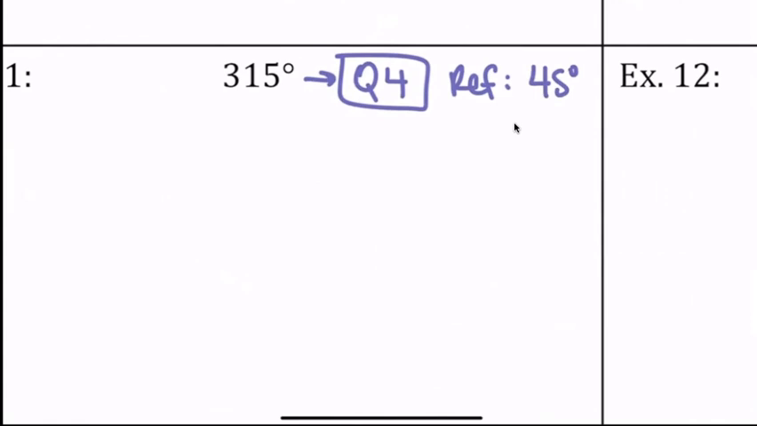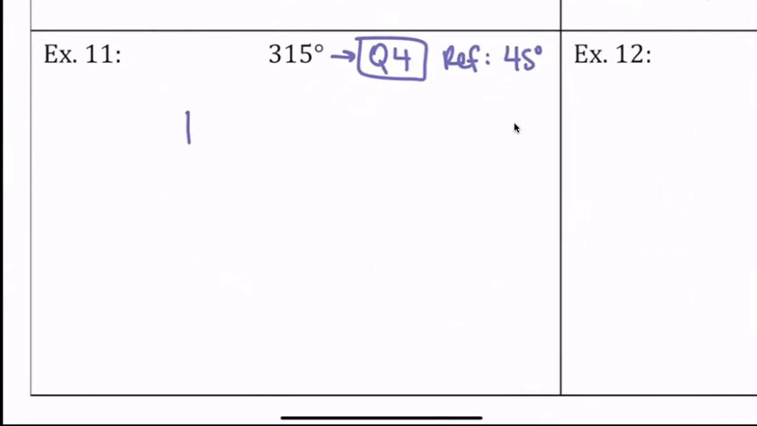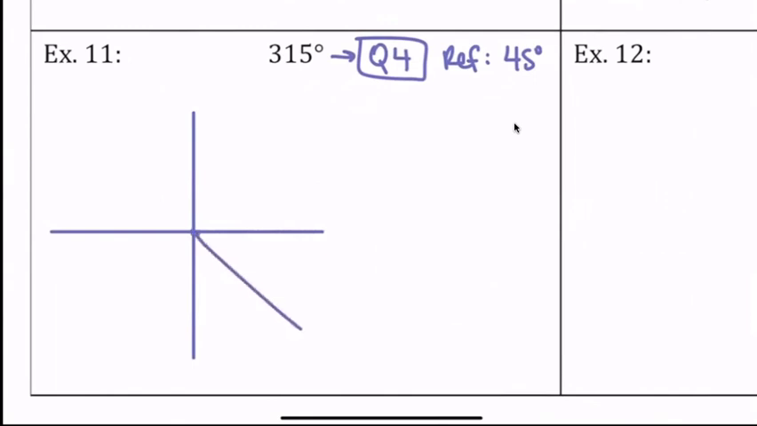So I'm looking for 4 angles total. I already have one of them. 3 more angles that have a reference angle of 45 degrees. The easiest way to do it is to graph it. I know for a fact I have an angle that is right here. There we go. This is 315 because it has a reference angle of 45 degrees.